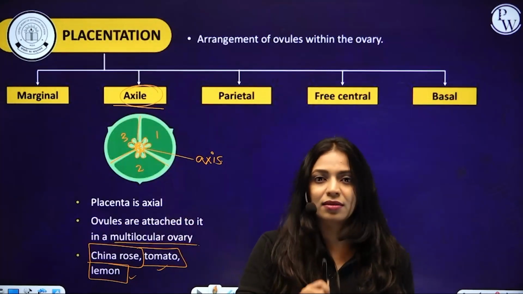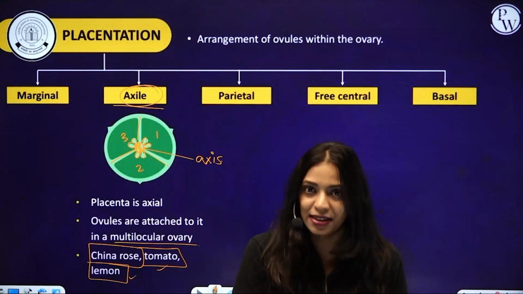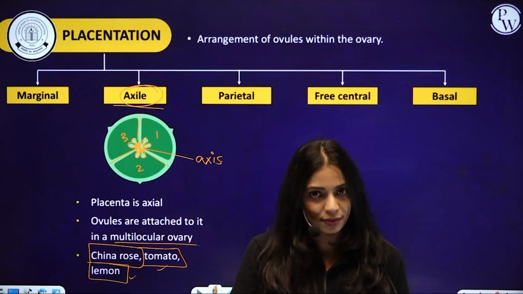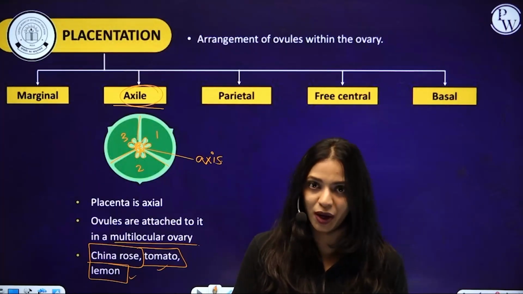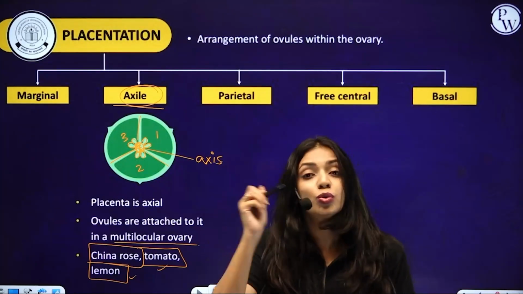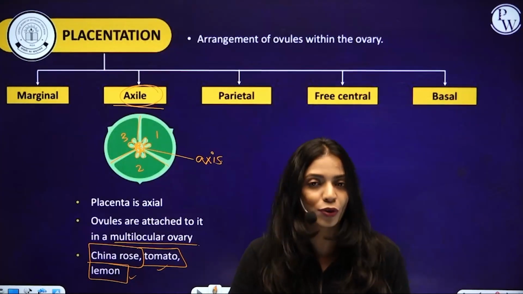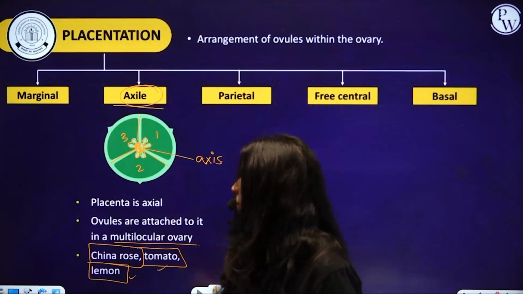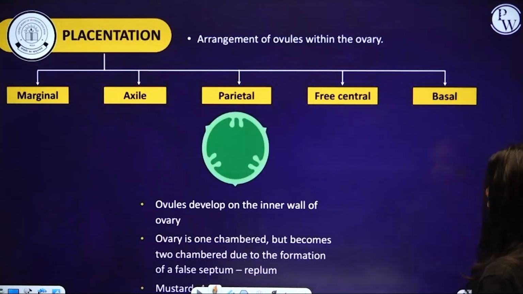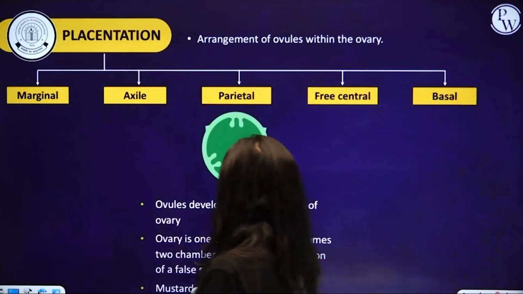At the center of the ovary, the placenta will form an axis. The ovary is multi-chambered. It is multilocular. And to this axis, the ovules are arranged. That is why it is called axial placentation. Okay. Now let's move on to talk about parietal placentation.